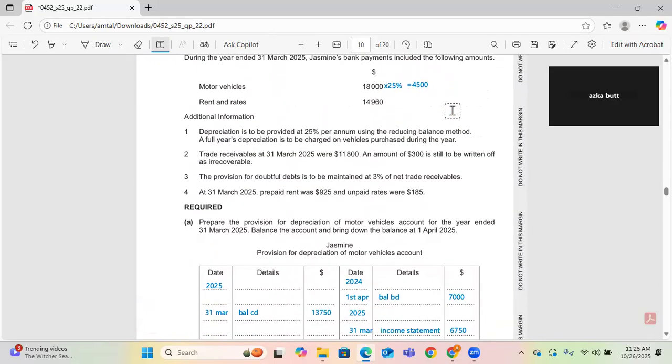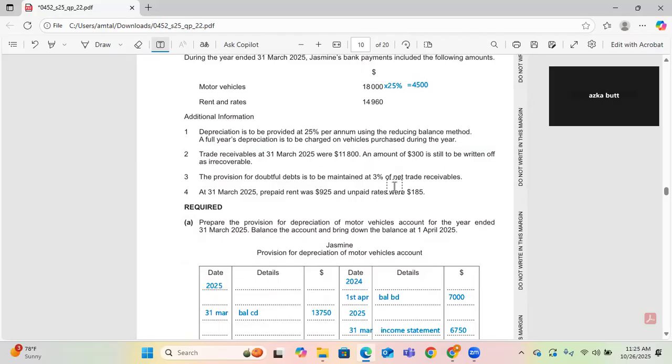Okay, so we have this information. They're saying that the trade receivables at 31st March 2025 were 11,800. An amount of 300 is still to be written off as irrecoverable, and the provision for doubtful debts is to be maintained at 3% of the net trade receivables. So first of all, we need to find out the net trade receivables. 11,800 minus 300 is equal to 11,500.